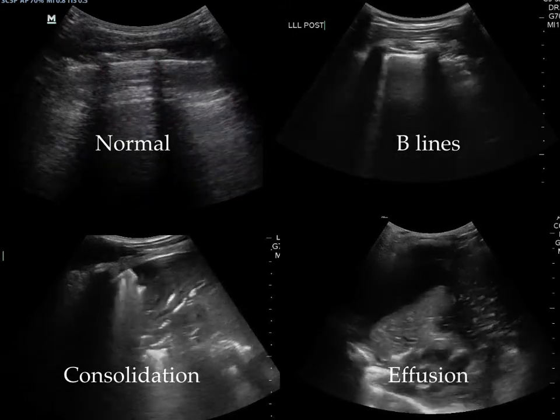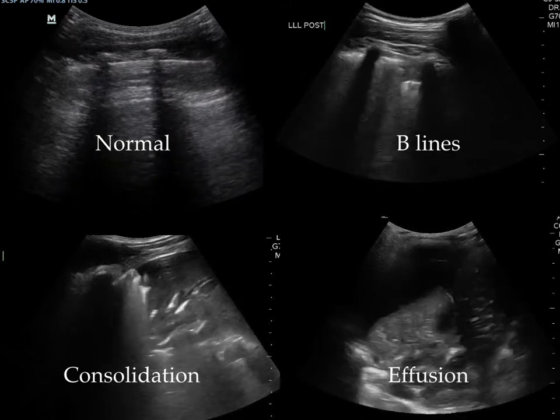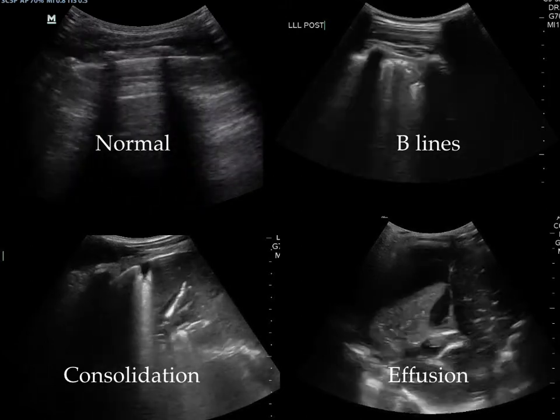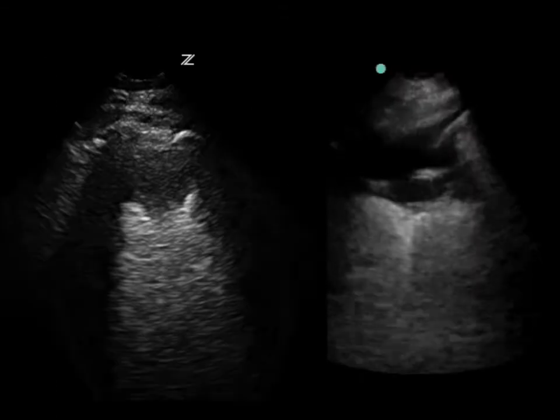Now, it'd be remiss if I told you that anything that looked like a consolidation or subpleural lesion was actually a pneumonia. There is actually a differential, and these are the ones that I want you to think of: pneumonia, atelectasis, malignancy or mass, infarcted tissue, and thymus. And the reason for that is simple.